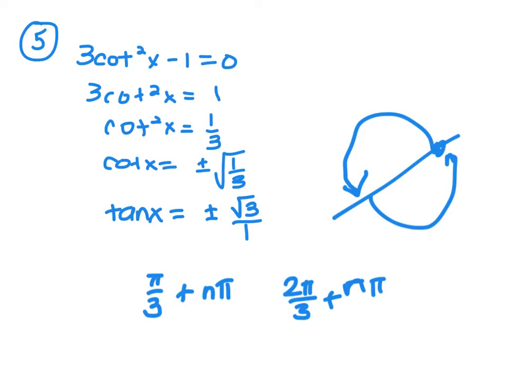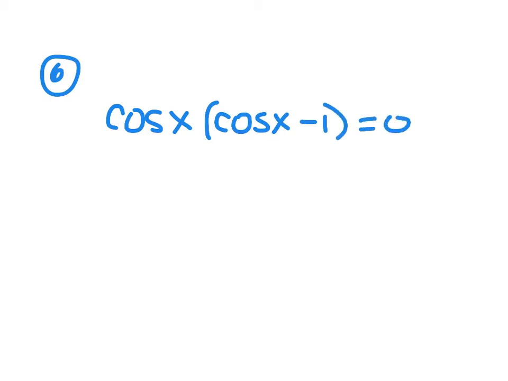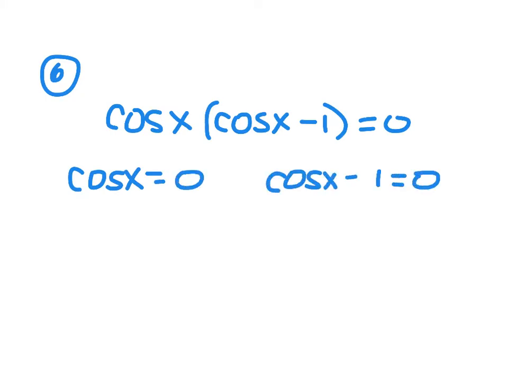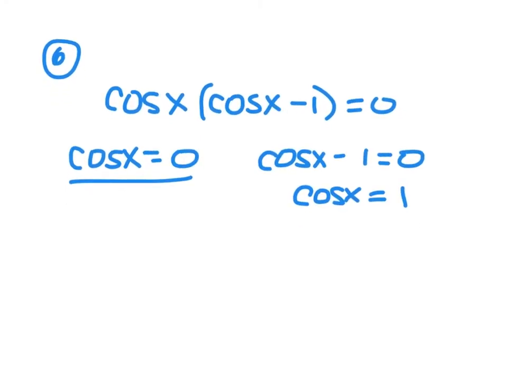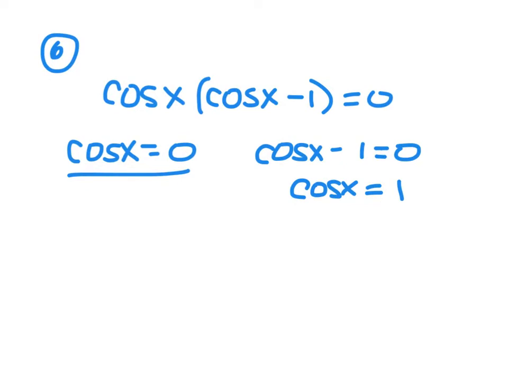Any other questions from the homework? Number 6. What'd you say? Cosine x times cosine x minus 1 equals 0. Okay, so it's like already factored for you, right? So you got to split it up. So I'd get cosine of x equals 0 and cosine of x minus 1 equals 0. So I'm looking for where cosine of x is 0 and where cosine of x equals 1. So on your unit circle, cosine is 0 at two places, pi over 2 at the top and 3 pi over 2 at the bottom. And then the cosine is positive 1 at 0.